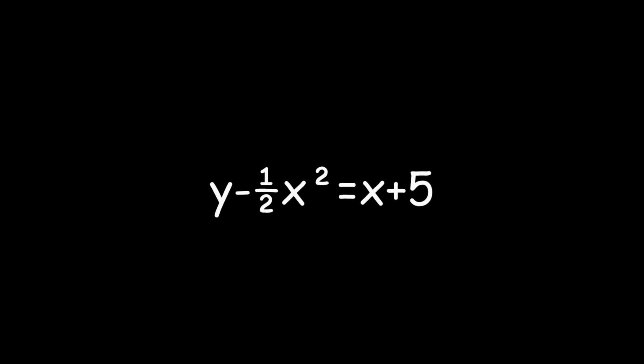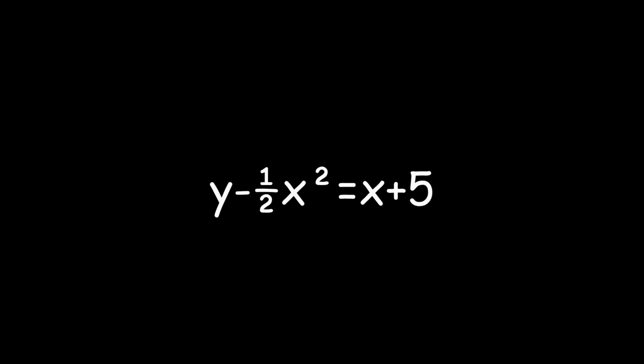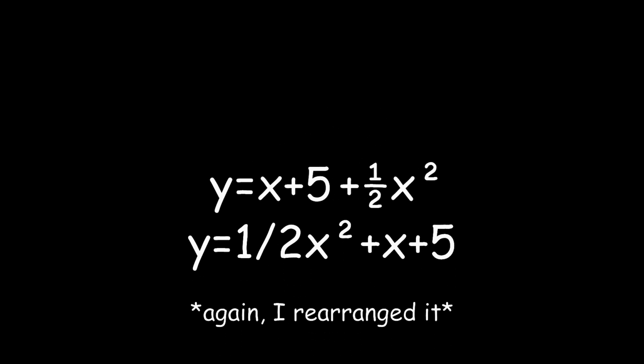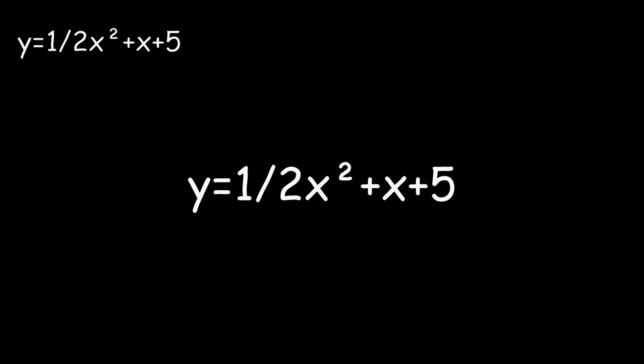Now this equation is neither standard nor vertex form. Again, to make it into vertex form, we need to find the general form. And to do that, we have to isolate y. Let's transfer minus 1/2 x squared to the other side. What do you get? Here's the general form: y is equal to 1/2 x squared plus x plus 5. Okay, there you have the general form.